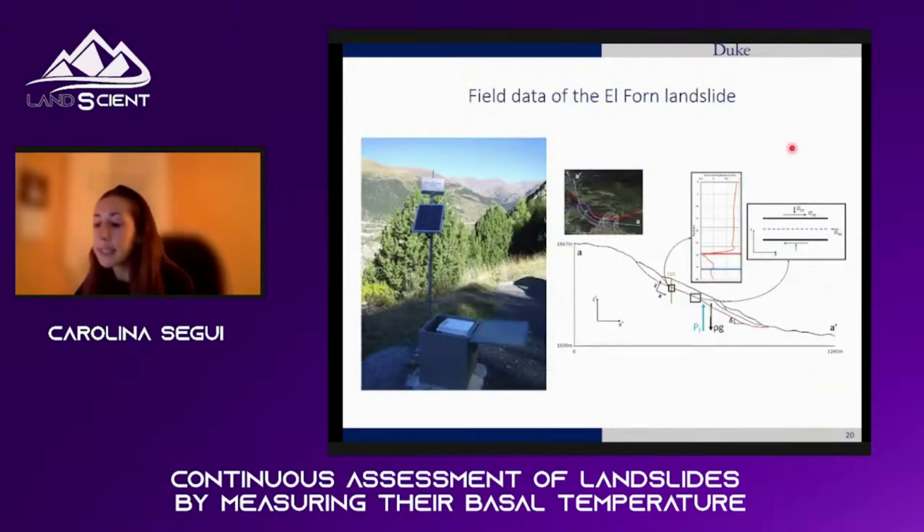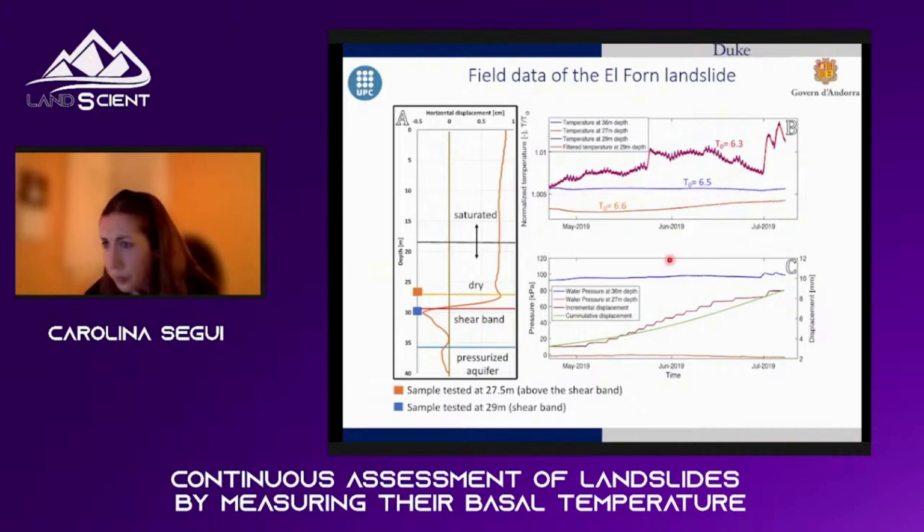So now, to validate and test if there is actually any change in temperature when a landslide is accelerating, we instrumented this lobe here in the S10, where you can see better. We instrumented it with UPC, the Polytechnic University of Catalonia in Barcelona, with 3 piezometers, 2 above the shear band and 1 below the shear band. And we, from the university, added a thermometer at the center of the shear band.